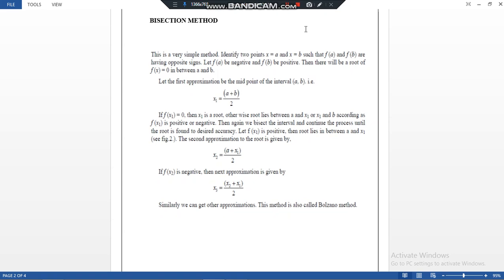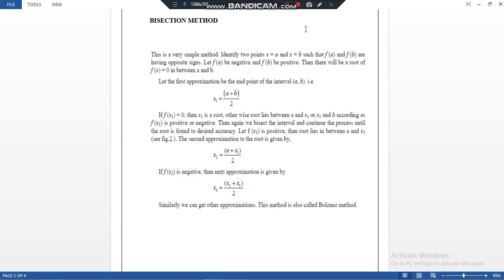So we have to first identify the 2 points in which the function is of opposite nature, and that we will find out by putting x equals 0, 1, 2, 3 and so on in the given equation. So obviously our root lies between these 2 points. So in the bisection method, our initial approximation, that is x1, is given by taking the average of these 2 points. So x1 equals (a plus b) by 2, which is our bisection formula. At point a the function is negative, at point b the function is positive.